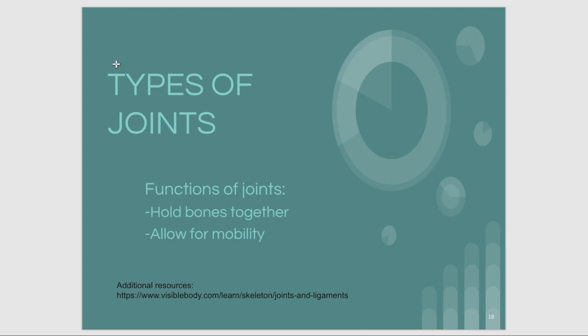Welcome to the tutorial on the skeletal system, part 1.2, types of joints. Today I'll be focusing on some of the big picture ideas here, the types of ways that joints can hold bones together, and the amount of movement allowed for each joint.